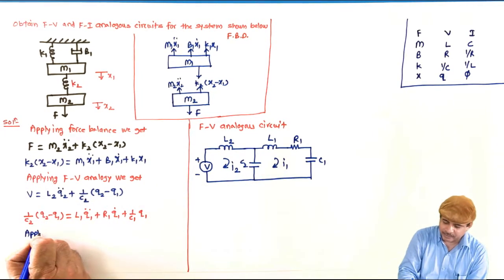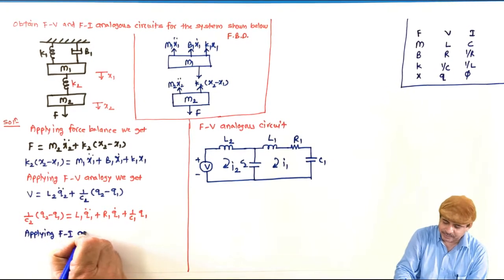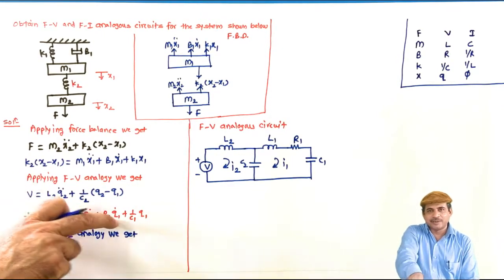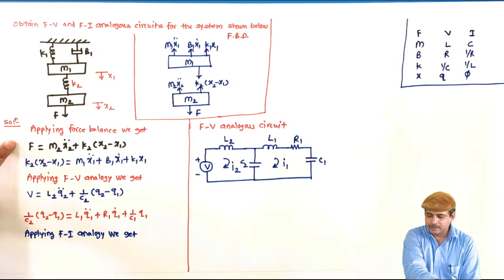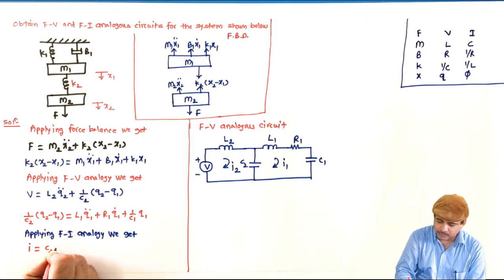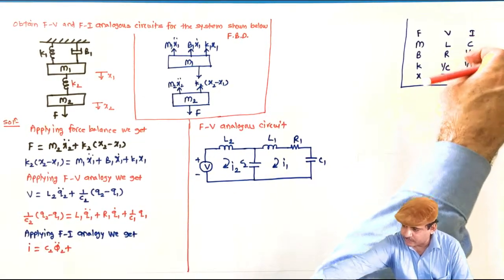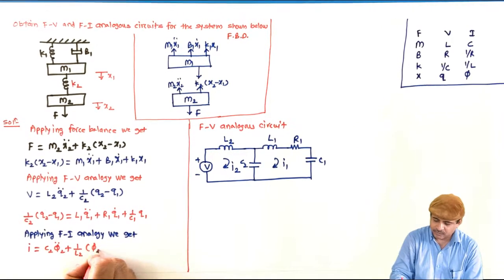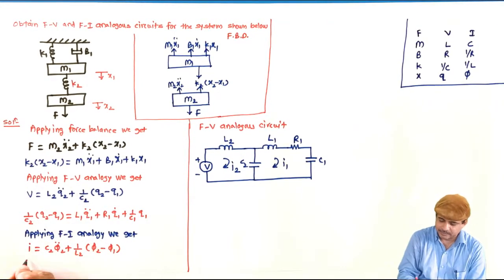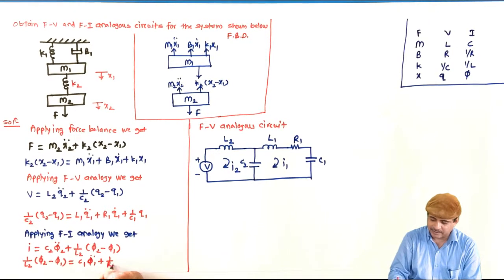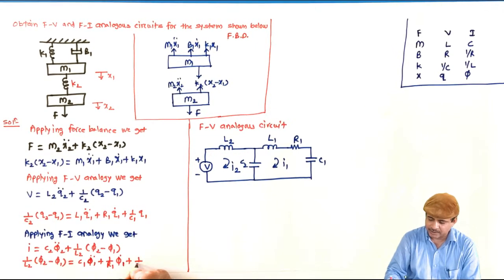Now let us do it for F to I. Many times for a circuit we have written down the equations; now we are drawing the circuit from the equations. Applying the F to I analogy, F becomes I, which will be equal to C2 phi 2 double dot plus 1 by L2 (phi 2 minus phi 1), and for the second equation, 1 by L2 (phi 2 minus phi 1) will be equal to C1 phi 1 double dot plus 1 by R1 phi 1 dot plus 1 by L1 phi 1.